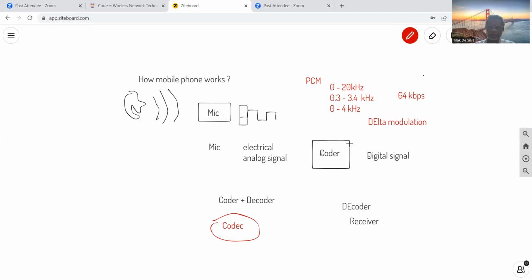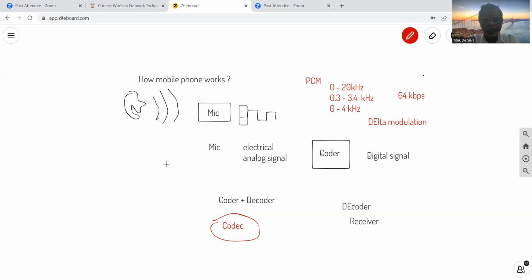Okay. This is converted into digital only. But inside there is some other mechanism. This digital signal you cannot transmit as it is. So what is the transmission media we are going to use in the mobile phone? Wireless, that means the free space. Free space is the transmission media we are going to use to send the signal.